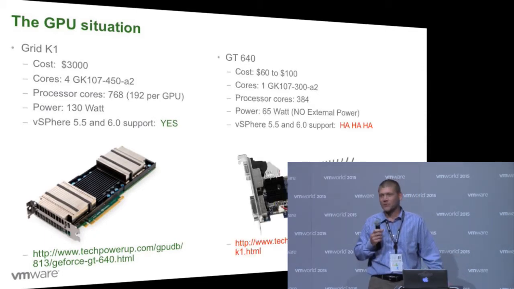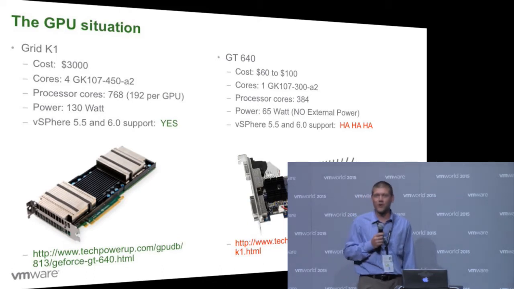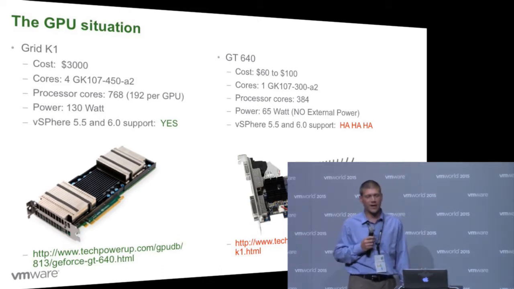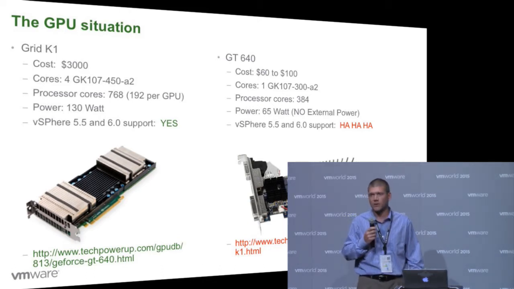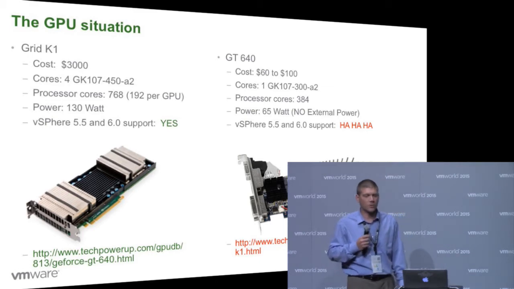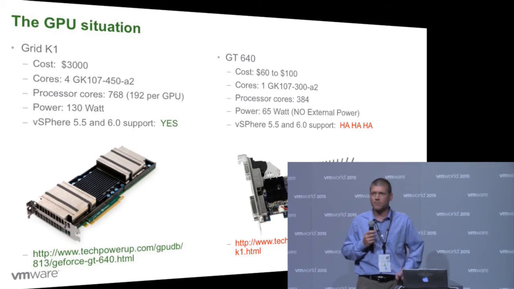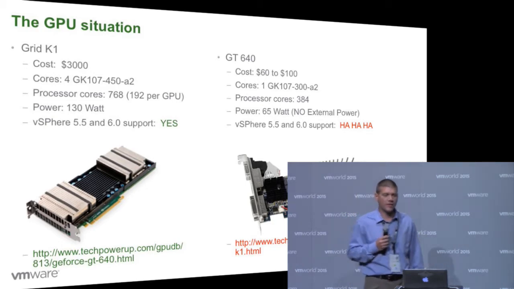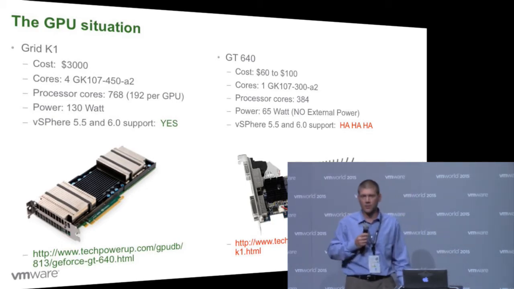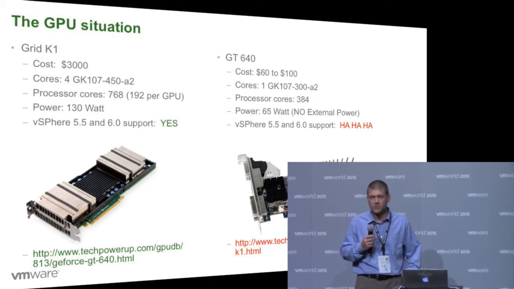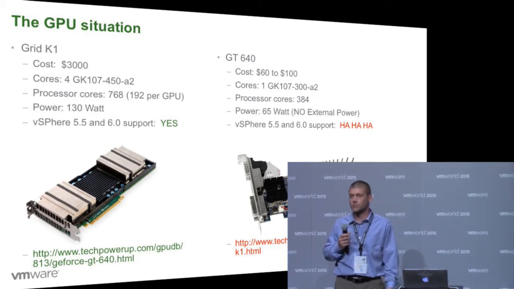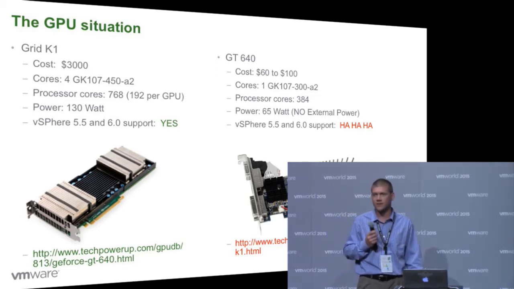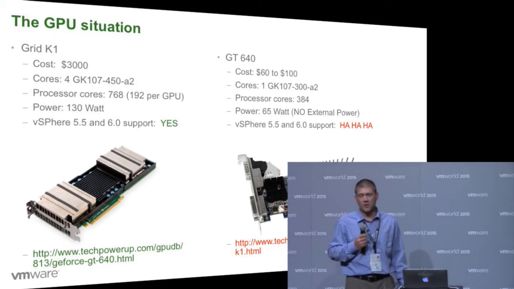So after doing a bunch of research out on the internet and poking around, standing on some other people's shoulders, I ran across this specific model of a GT640, which only cost me about $80, I think. It is basically based on the same core that the Grid K1 is. However, it consumes a little bit less power, and the form factor is small enough to actually fit inside my Dell C1100 server. So I figured, why not?